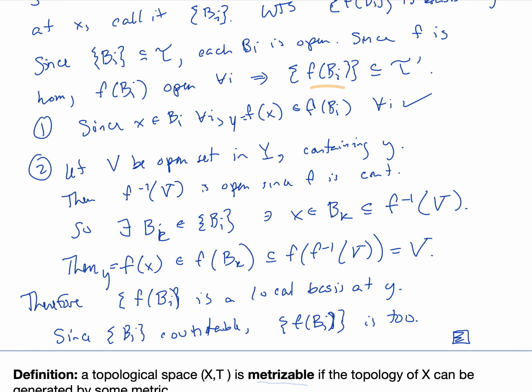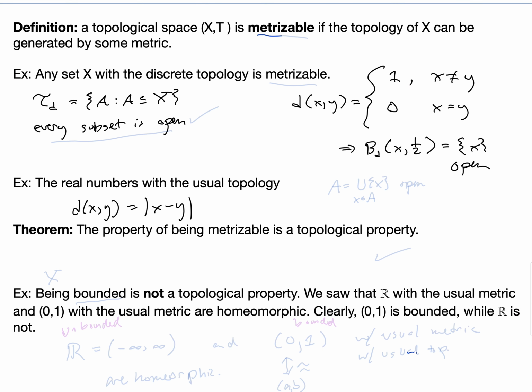Here's a definition that we've alluded to. A topological space X is metrizable if the topology of X can be generated by some metric. So, for example, any set X with the discrete topology is a metrizable topological space.